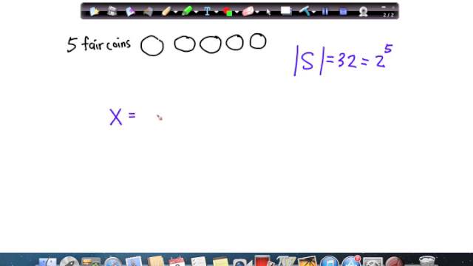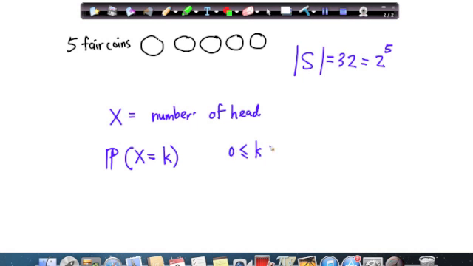Let x be the number of heads that turn up. We first count the probability that x equals some fixed number k, where k is between 0 and 5. So if k equals 0, then this is the probability that no heads actually turn up in the outcome.